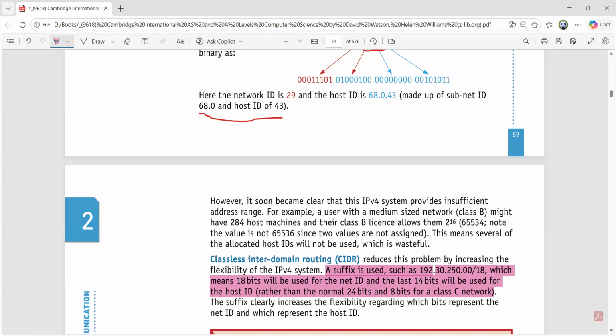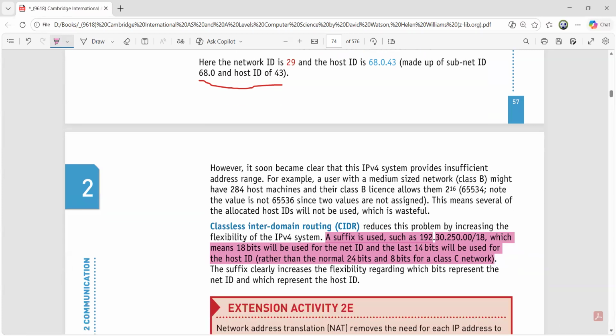May I move ahead? You can see the suffix increases the flexibility regarding which bits represent the net ID and which bits represent the host ID. Dear children, any questions?